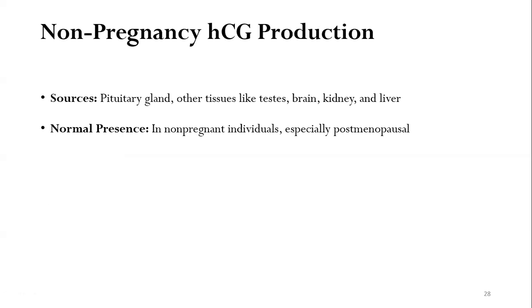Now, there are certain non-pregnancy sources of HCG production as well. So, what are the sources other than the placenta which can produce the HCG? So, this is the pituitary gland. It can also produce some amount of HCG, and other tissues like testis, brain, kidney, and liver. So, remember, you may be asked this question: what are the non-pregnancy sources of HCG production? Pituitary gland, testis, brain, kidney, and liver. In non-pregnant individuals, HCG can be present, but not at very high levels. Especially in postmenopausal women, we can see some amount of HCG.